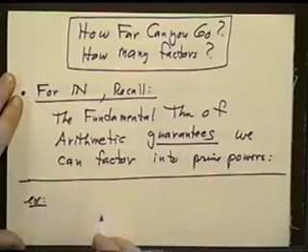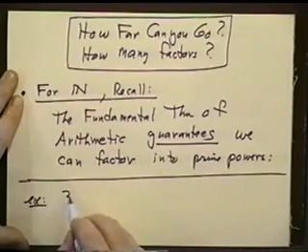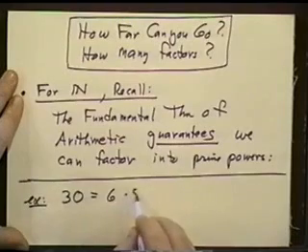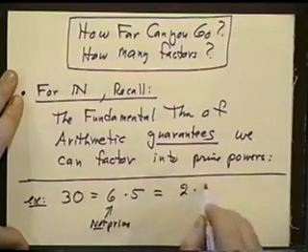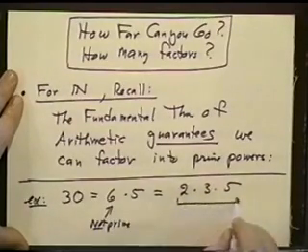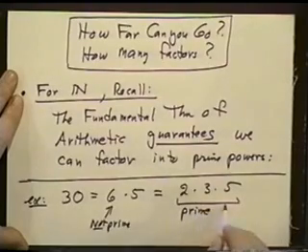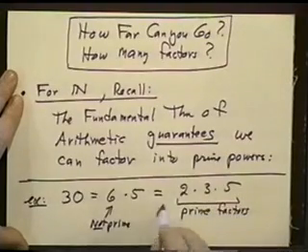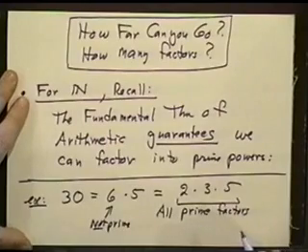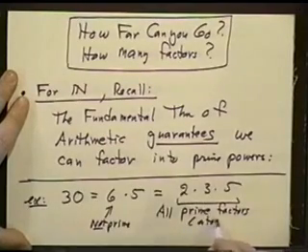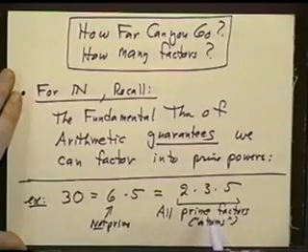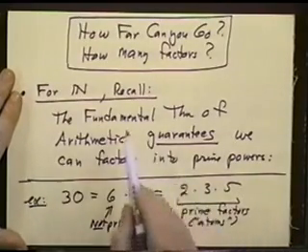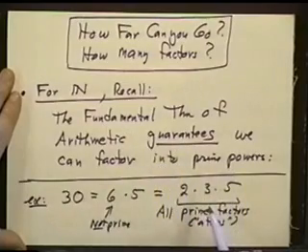For example, here's a nice easy case just to get you started. 30, of course, is 6 times 5. But 6 is not prime. So we can go a little further. We finally get down to 2 times 3 times 5. These are prime factors. They are all prime factors. Okay? These are the atoms, as I called them once before, of the natural numbers. Because every natural number can be, by the fundamental theorem of arithmetic, factored into prime powers.